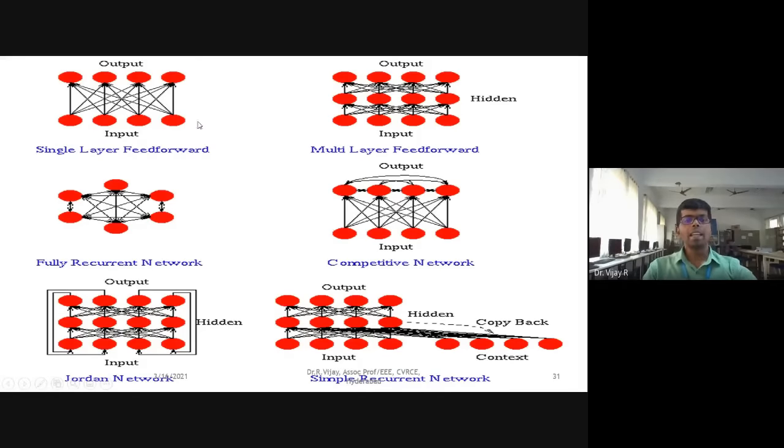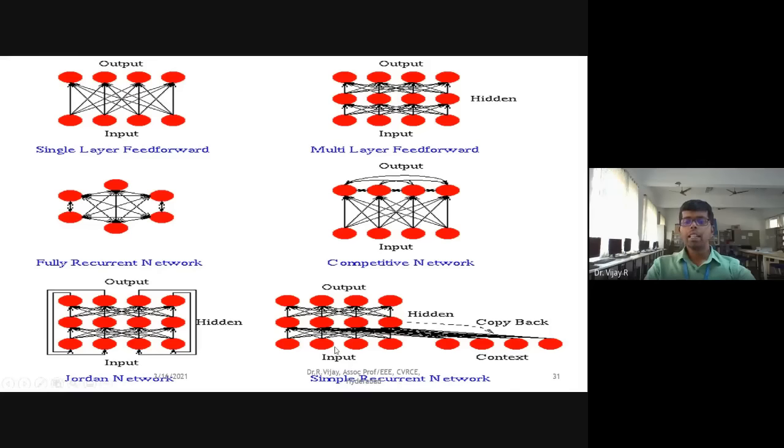If you take a fully recurrent network, bidirectional data flow is happening in it. If you see the competitive network, the output nodes try to compete with each other, to represent the input pattern. That is the competitive network. If you take the Jordan network, the feedback from the net output is given to the input. The feedback from the net output is being given to the network.